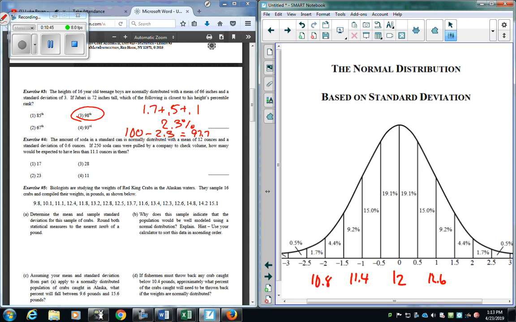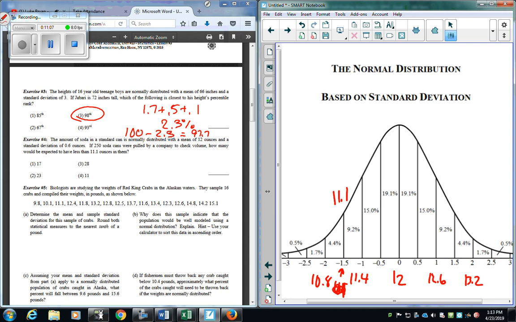So I'm just filling in some of those numbers. And then it says 11.1. So 11.1 is going to be negative 1.5 standard deviations. So we got 11.1, I just wrote that wrong. I'm going to cross that out and put 11.1 up here now.